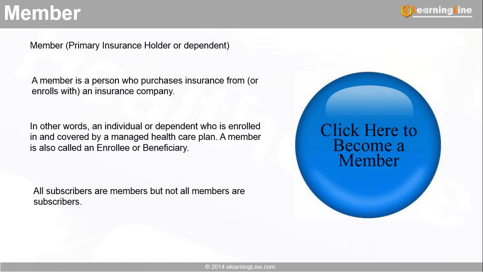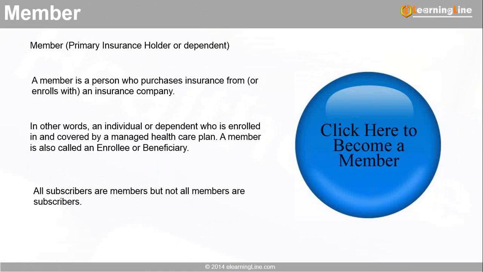So who is a member? The patient will not be called a patient when you are writing a requirement. The patient will be called a member. So who is the enrollee? The enrollee is the person who is enrolled under the benefit plan. What is the benefit plan? The benefit plan is the policy.